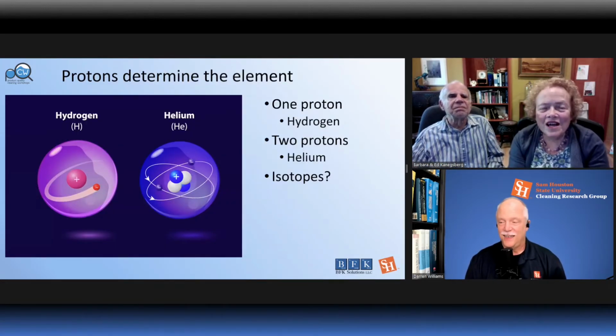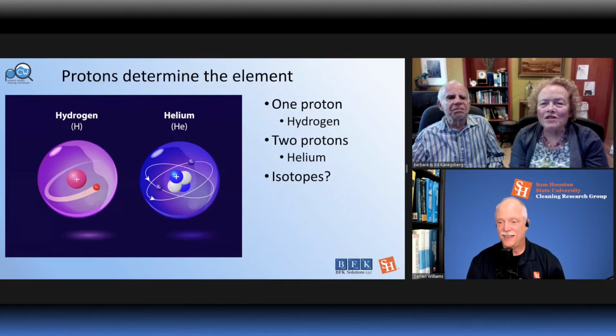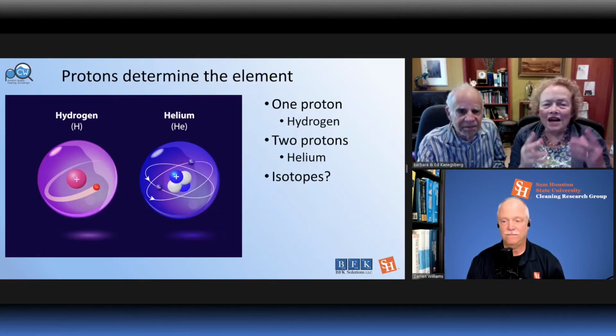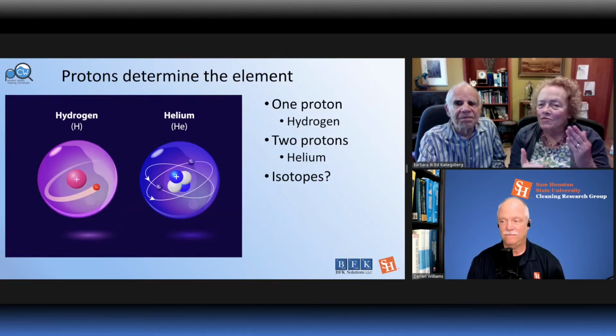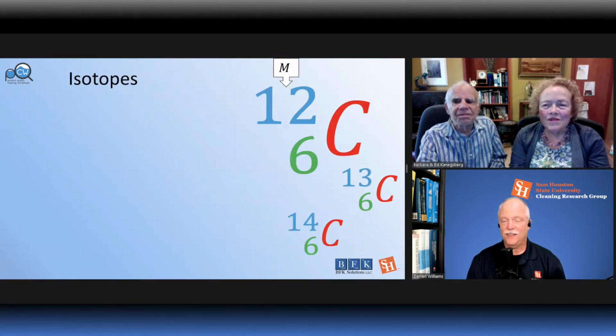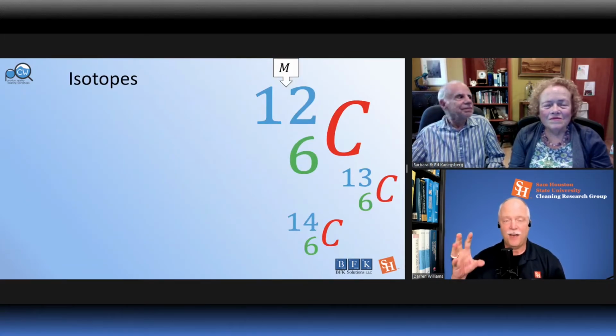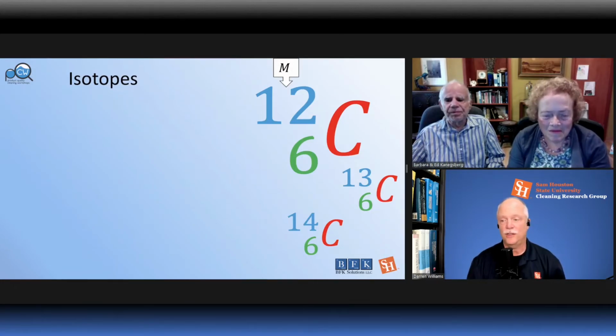So I'm going to emphasize that the protons determine the element. Hydrogen has 1 proton. Helium has 2 protons. And that's all it is. It's the proton names the element. But what about isotopes? Yes, so isotopes are the same element, but just different number of neutrons.